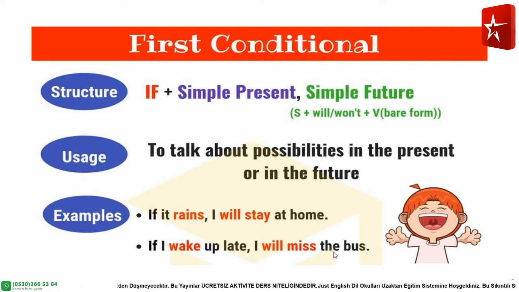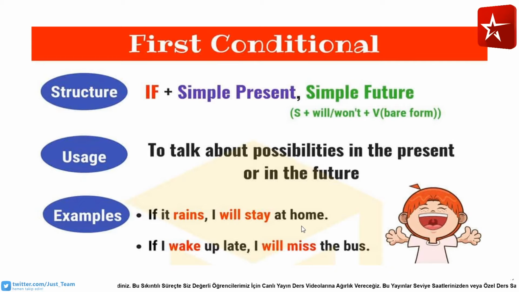So, as you see, the first part here is the if clause, and we have a main clause. I will stay at home and I will miss the bus. These conditions depend on the if side, as you see. I will stay at home. Why? If it rains. I will miss the bus if I wake up late.